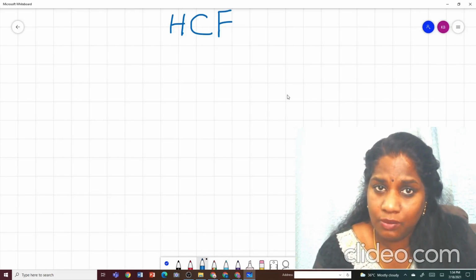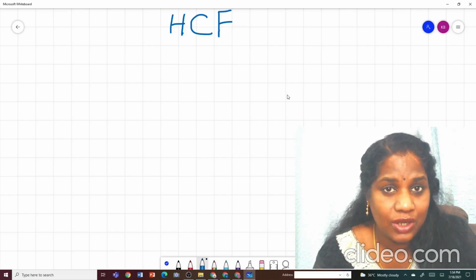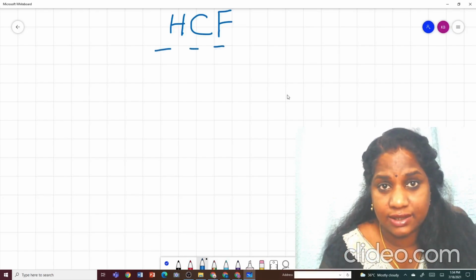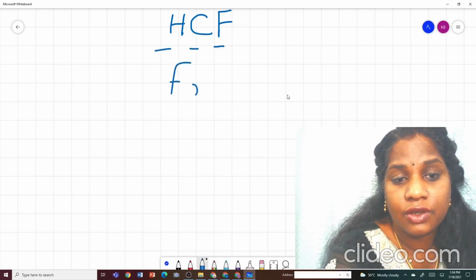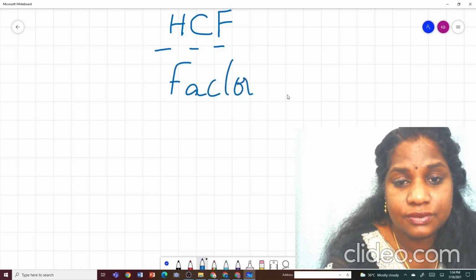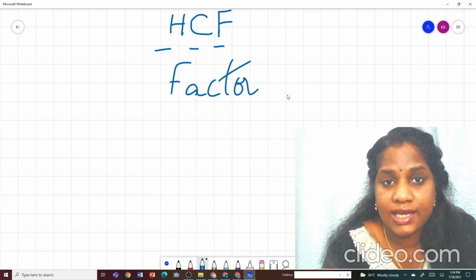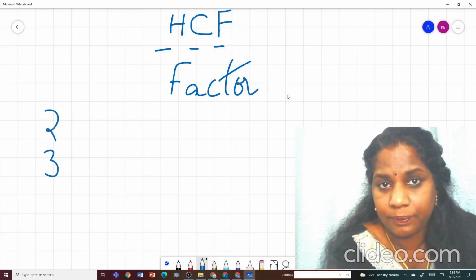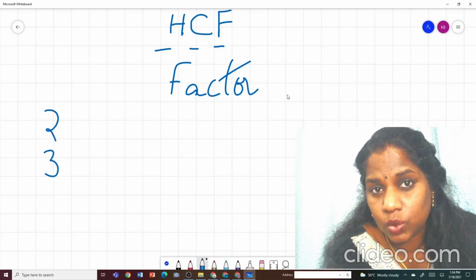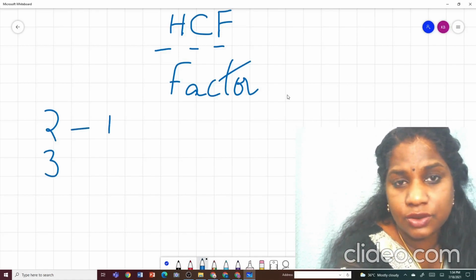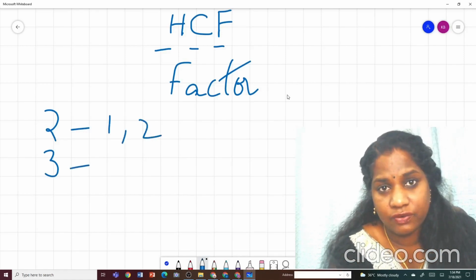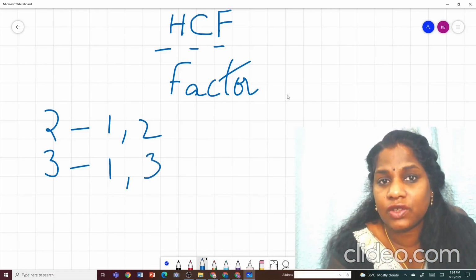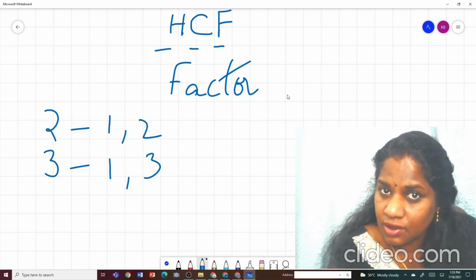If we know the full form of this, it helps us a lot to understand what it stands for. So this is highest common factor. We know what a factor is? Highest common factor. So let me take two numbers, 2 and 3. What are the factors of 2? 1 and 2. And what are the factors of 3? 1 and 3, with no more factors. So what is the highest common factor of 2 and 3? 1.